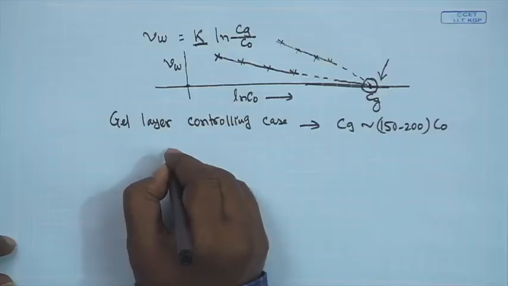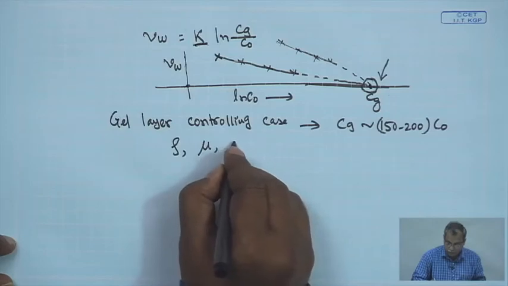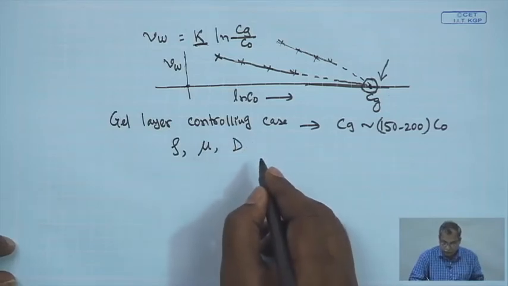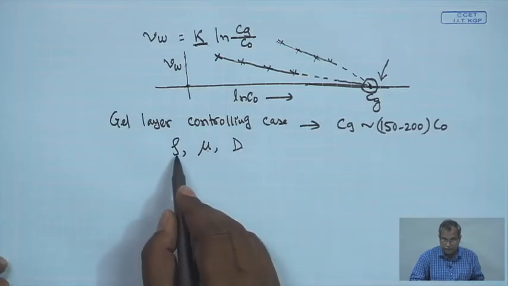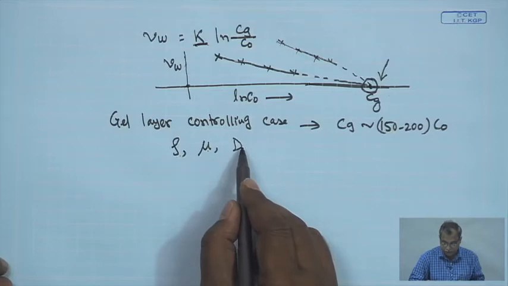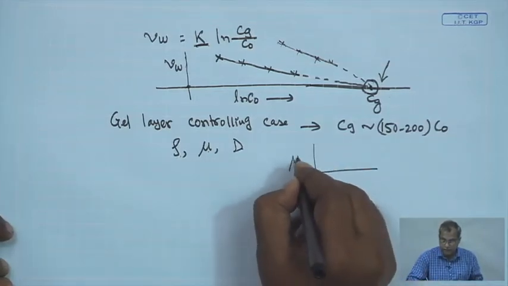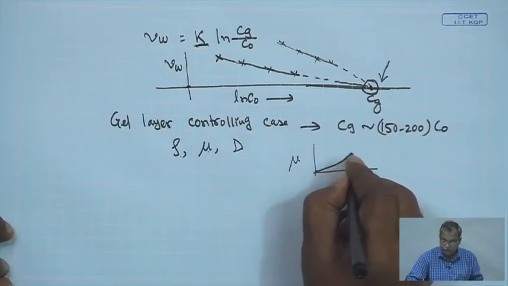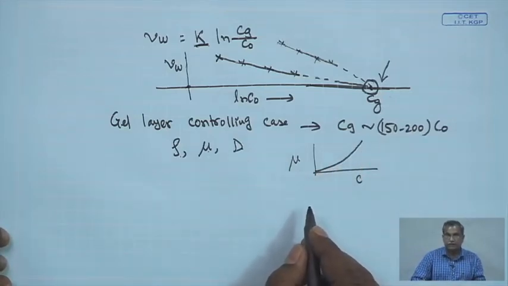As we have discussed, there are 3 major parameters appearing in your system, the transport coefficients: density, viscosity and diffusivity. Density is the weakest function of concentration, diffusivity is a little bit stronger, and viscosity is the strongest function of concentration, typically varying exponentially with concentration. So, correction by the Sieder-Tate correction factor is very important in case of gel layer control filtration.